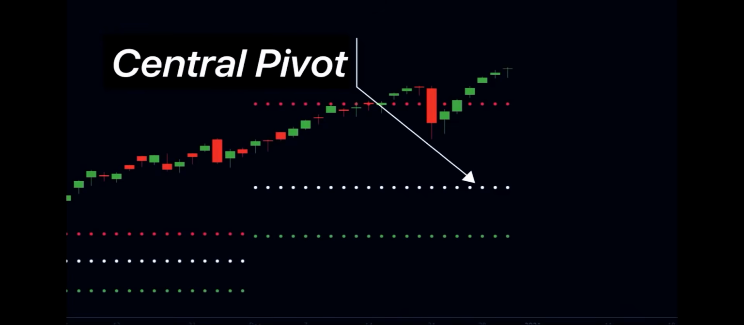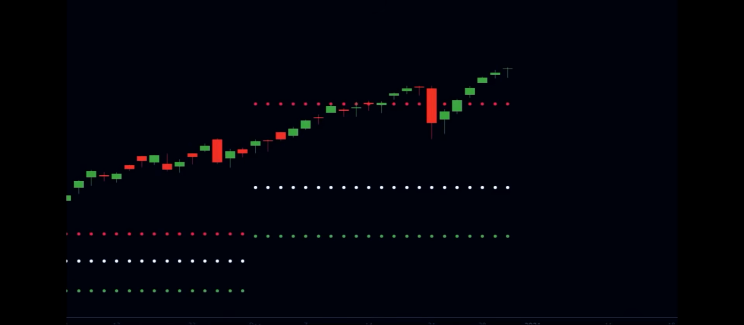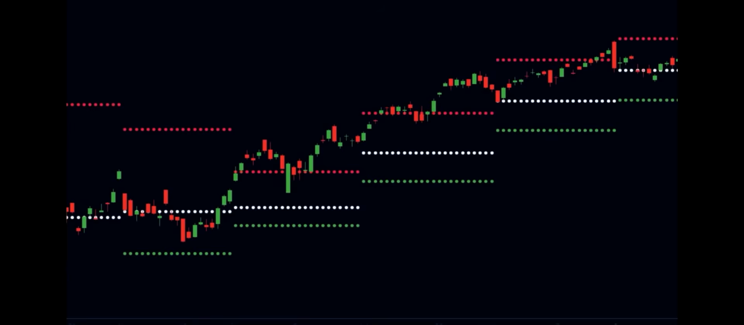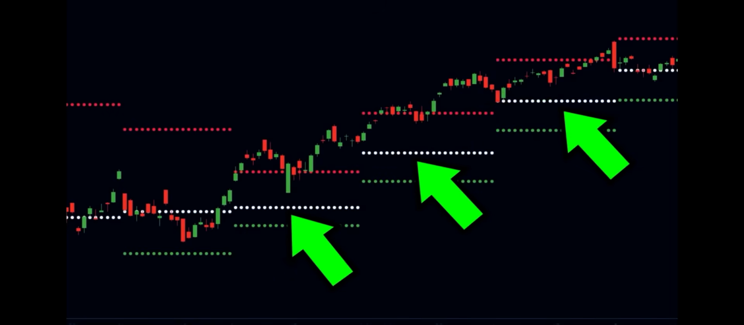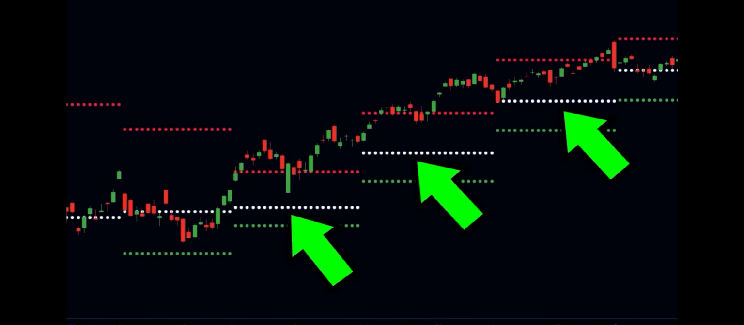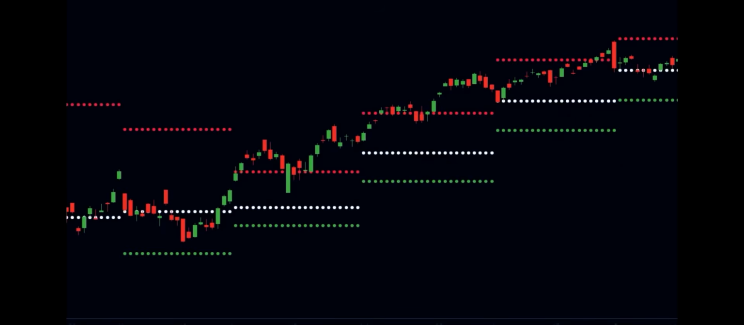Now let's understand how to interpret the pivot points indicator. First, we need to talk about the central pivot. The central pivot point can be used as a trend filter for our trading. When the price is in an uptrend, the price will tend to stay above the central pivot. It might fall below the pivot for some time, but for the most part, it will stay above the pivot. Another thing to notice here is that in an uptrend, the price will plot higher central pivots consecutively throughout the uptrend. Therefore, if the current central pivot is above the previous central pivot, this is a sign of an uptrend.